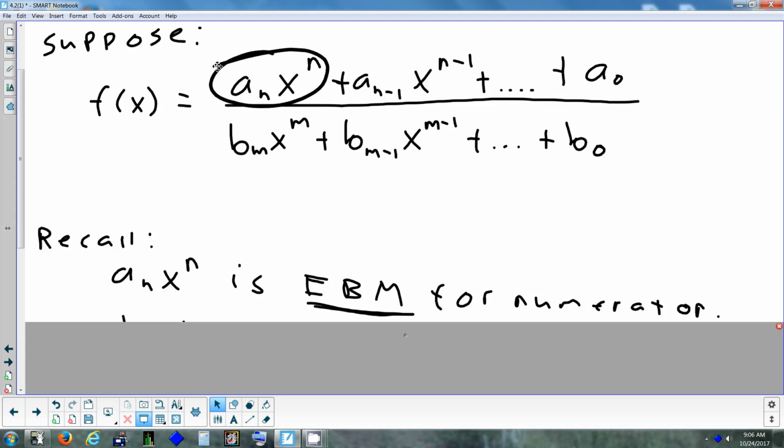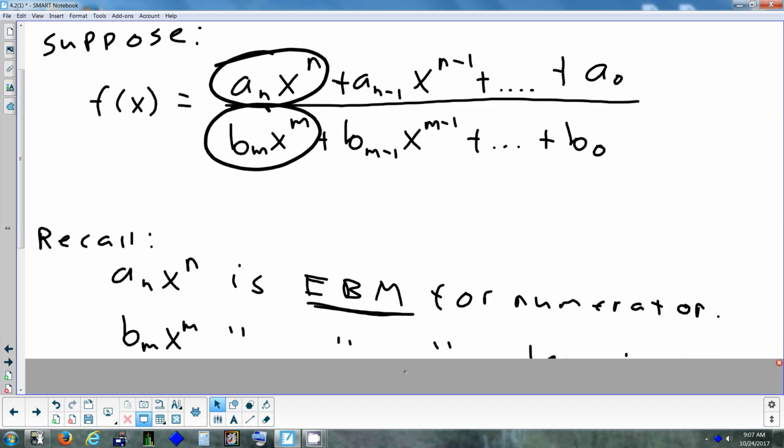What do you think the end behavior model for the denominator would be? Jane? Would it be its first term too? Yeah, it's the highest exponent term. So it would be b sub m x to the m. That's the end behavior model for the bottom. Now, we have a term that's going to predict what happens in the top. We have a term that's going to predict what happens in the bottom.